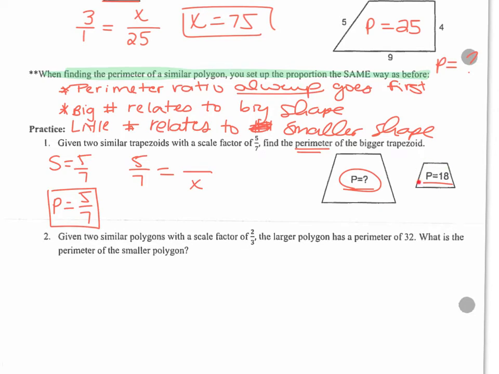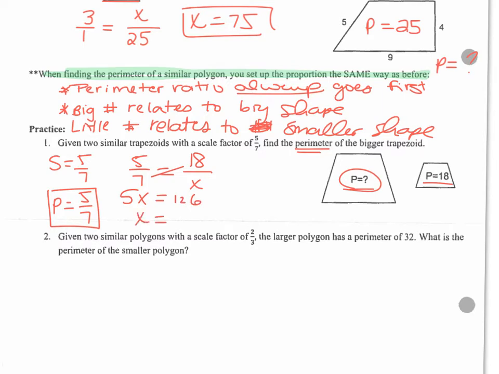If I look at P equals 18, P equals 18 is the smaller shape. So go over to my scale factor. My smaller number is on the top, so 18 goes on the top. I'm now going to cross multiply and solve. So when I cross multiply and solve, I get 5x equals 7 times 18, which is 126.